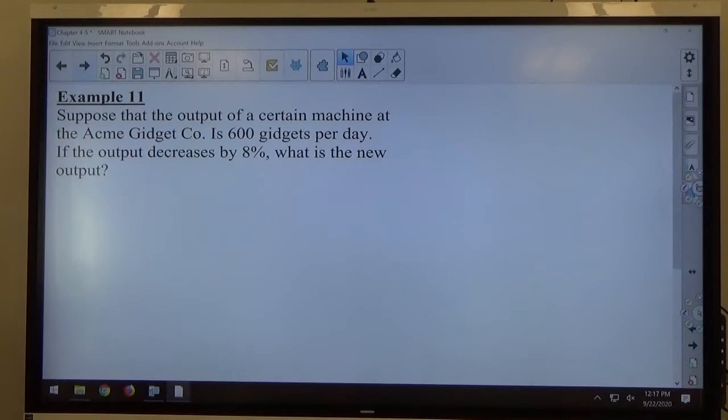Example 11. Suppose that the output of a certain machine at the Acme Gidget Company is 600 gidgets per day. The output decreases by 8%. What is the new output?